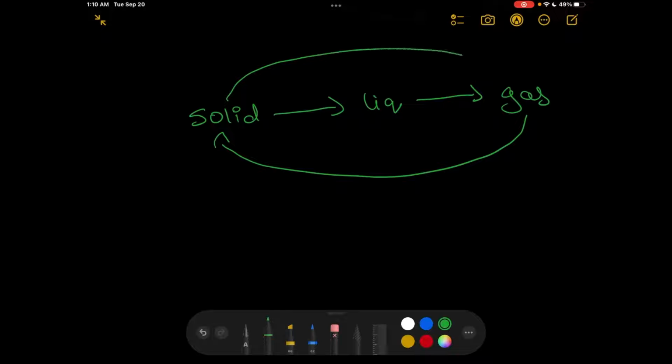And this can also be done. The gas can directly change to solid. Solid can also directly change to gas. So what are these states called? From solid to gas, we call it sublimation. From solid to liquid, we called it melting. From liquid to gas, we called it boiling. And from gas to solid, we called it deposition.